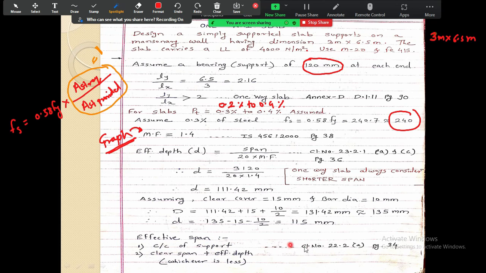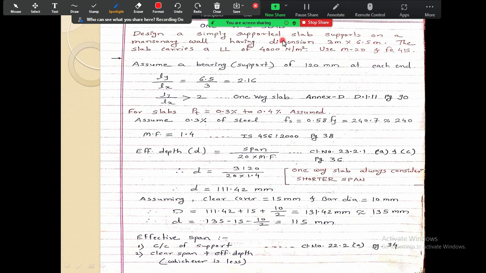So what does the IS code say? The clause number and page number are also given. The IS code says: the first condition is center to center of support. The second condition is clear span plus effective depth. Whichever is less, that you should consider.